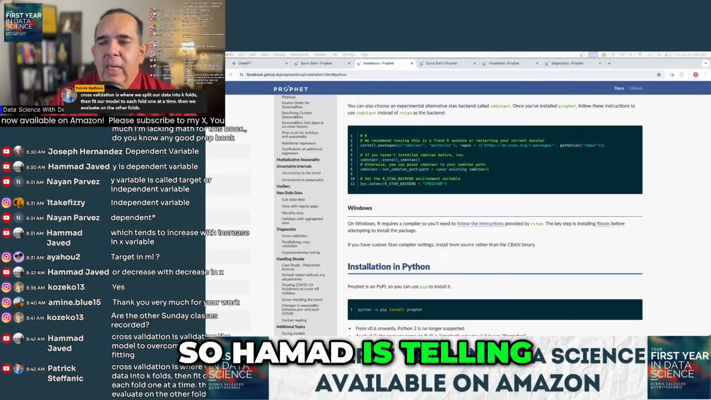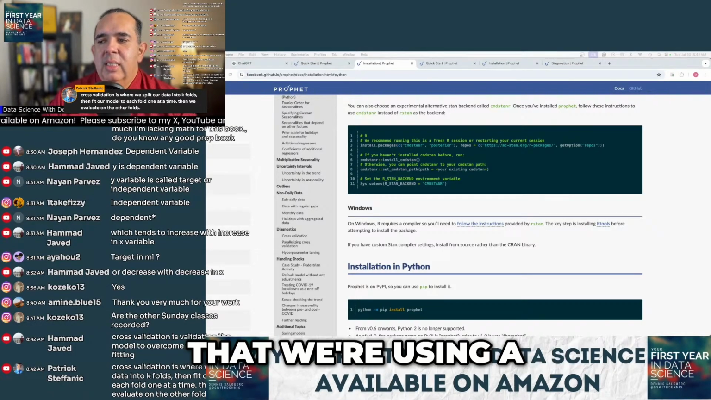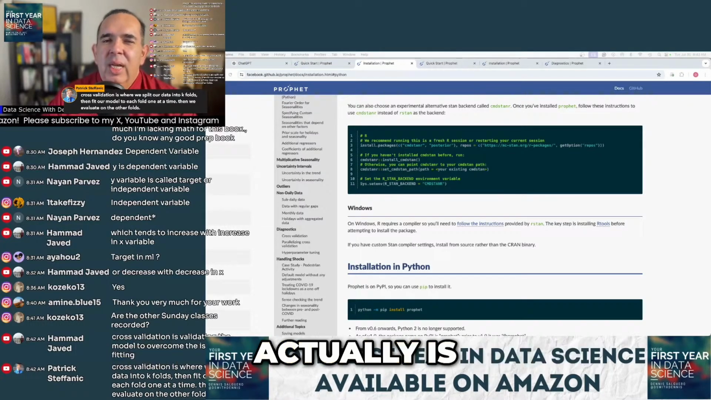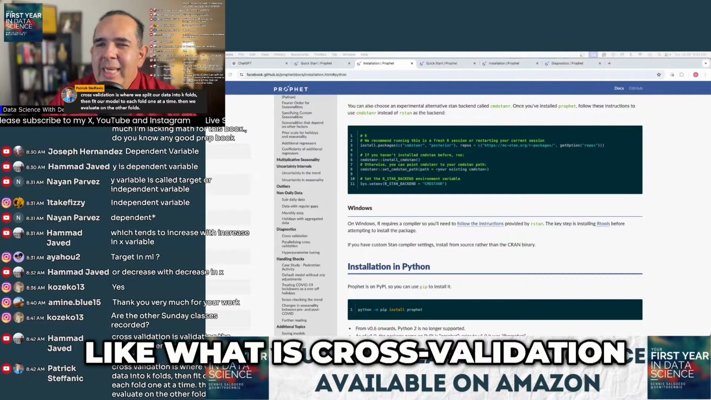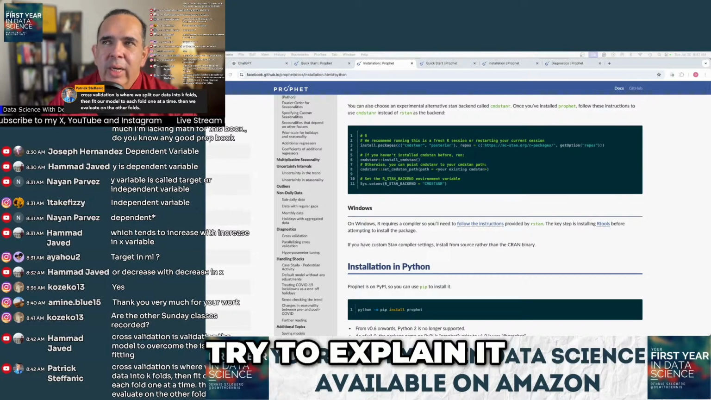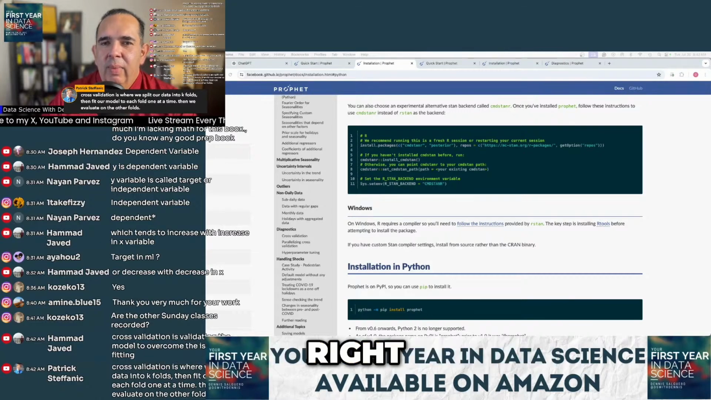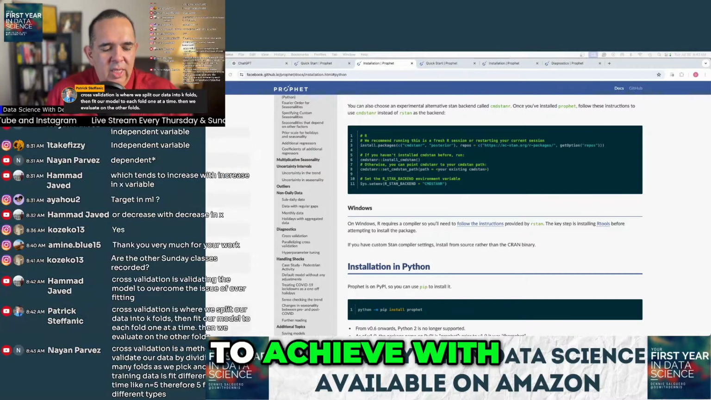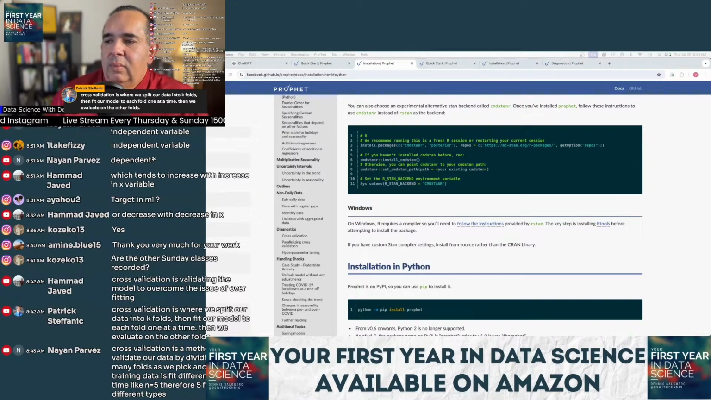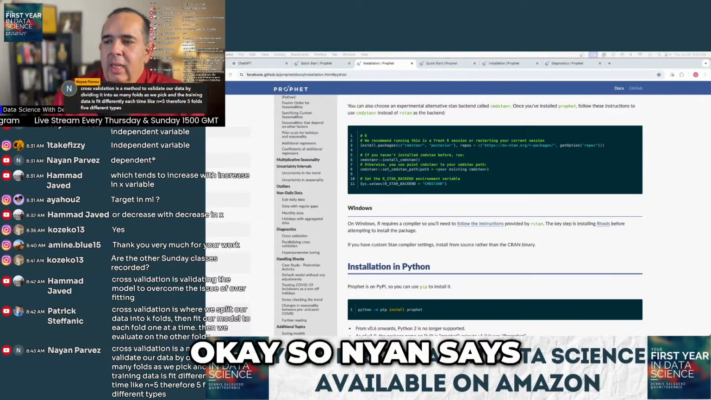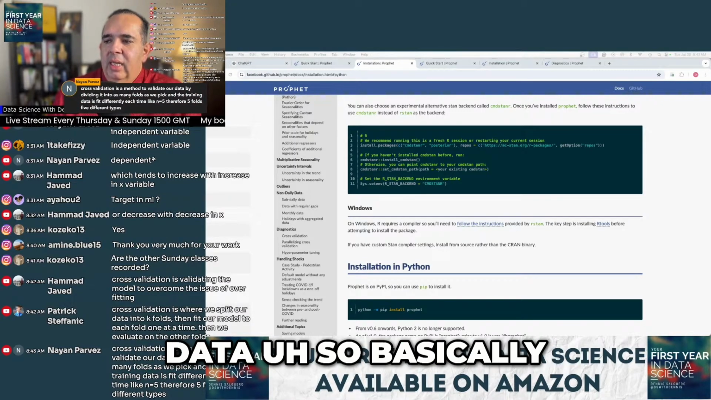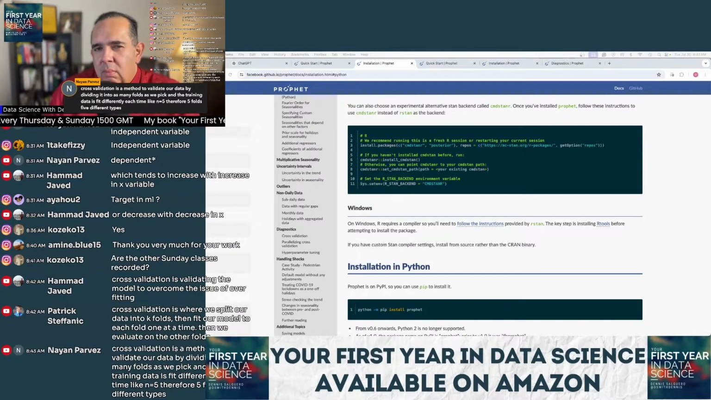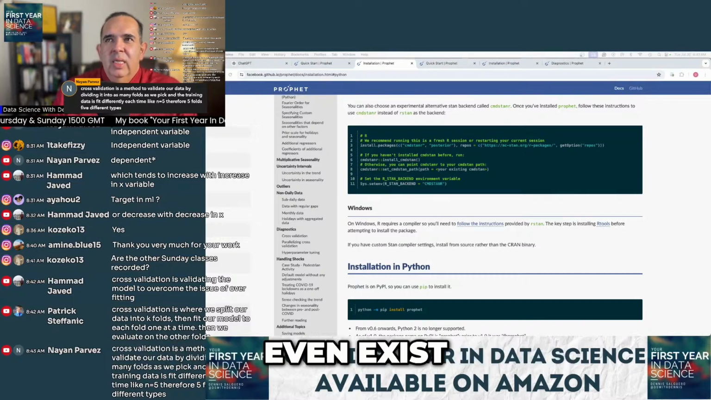Okay. So Hamad is telling us that we're validating the model. Patrick is telling us that we're using a folds process. But that's not telling me what cross-validation actually is, guys. Why would you do this? Try to explain it to your grandmother, right? Let's take a high-level view here. What are we trying to achieve with cross-validation? Nyan says cross-validation is a method to validate our data. So basically the same answer as Patrick. But why, Nyan? What are we doing? Why does cross-validation even exist?